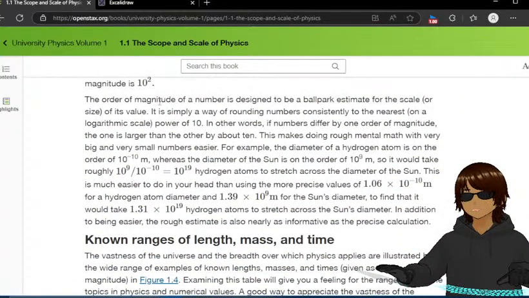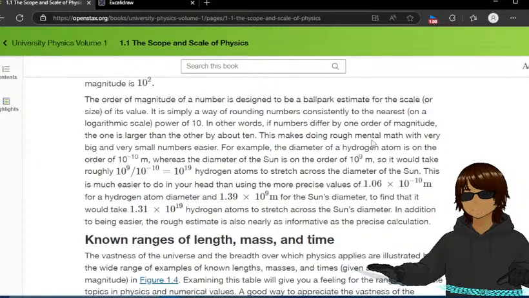The order of magnitude of a number is designed to be a ballpark estimate for the scale of its value. It is simply a way of rounding numbers consistently to the nearest power of 10. In other words, if two numbers differ by one order of magnitude, the one is larger than the other by about 10. This makes doing rough mental math with very big and very small numbers easier.